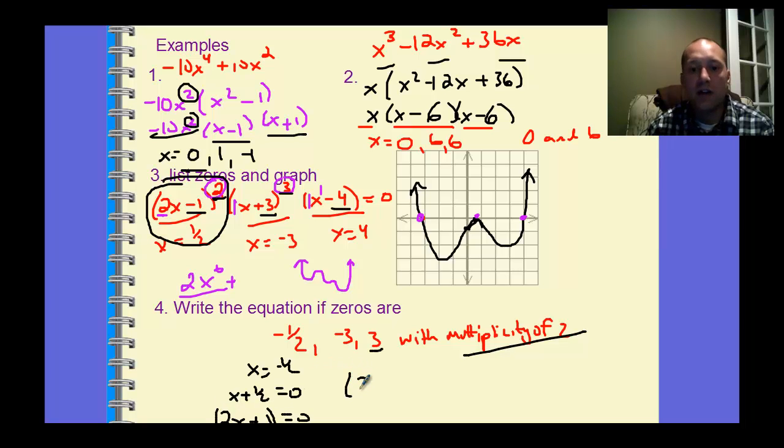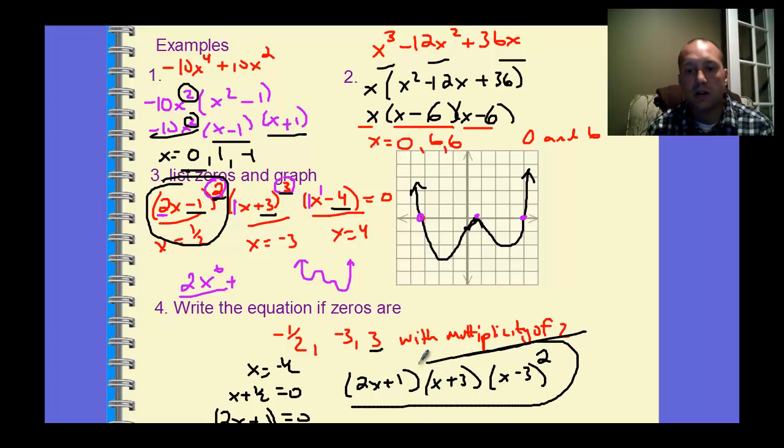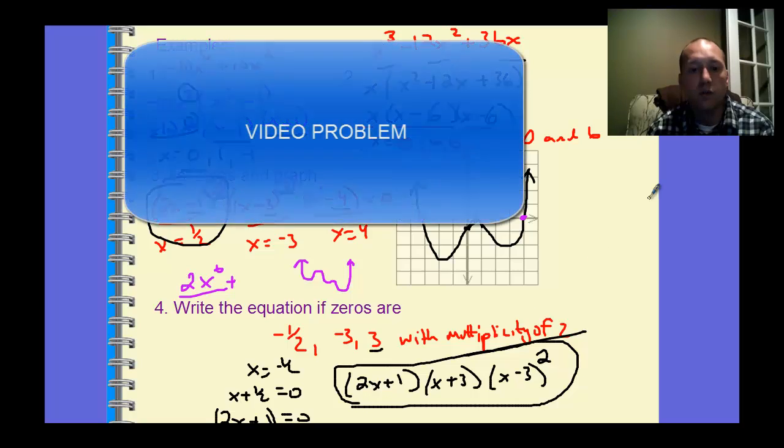So if I write out the factors, this is 2x plus 1, that's from the negative 1/2. Negative 3 comes from x plus 3, and then 3 comes from x minus 3. But because this is multiplicity 2, I have it squared. So this would be the equation in factor form.